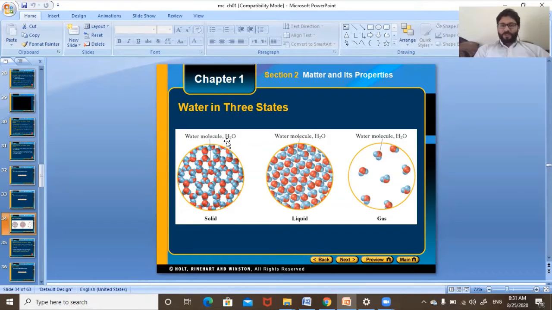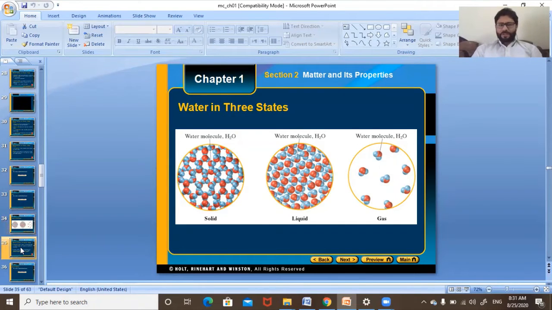Over here it is H2O. When it converts into liquid, it has the same chemical formula, that is H2O. When the same liquid converts into gaseous state, it has the same chemical formula, that is H2O. So it means that in a physical change, the identity of a substance will never change.